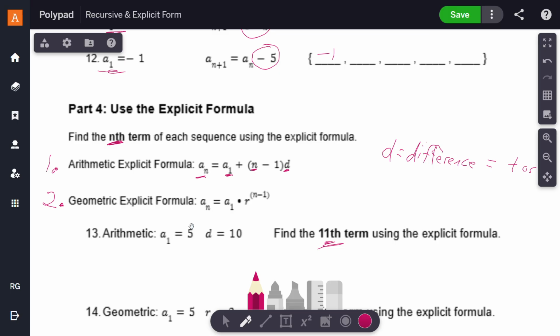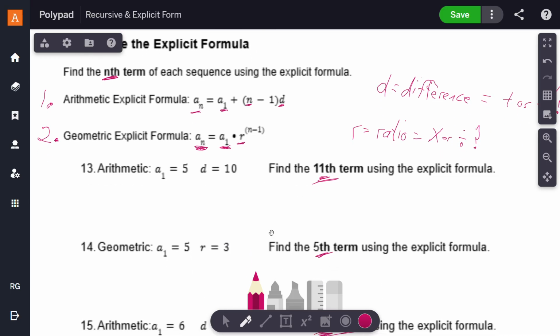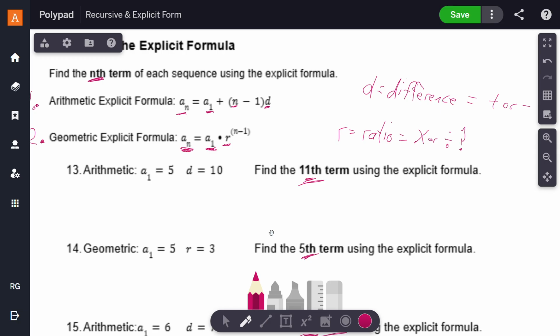All right. Similar with the geometric. Again, to find any number term, we have our first term. We multiply it times r. R equals the ratio. And again, this is geometric, so that just equals what are you multiplying or dividing by to get from one term to the next. Once you understand that concept, then it's as simple as plugging in about 3 numbers in order to find that explicit term and then solving it using the order of operations.